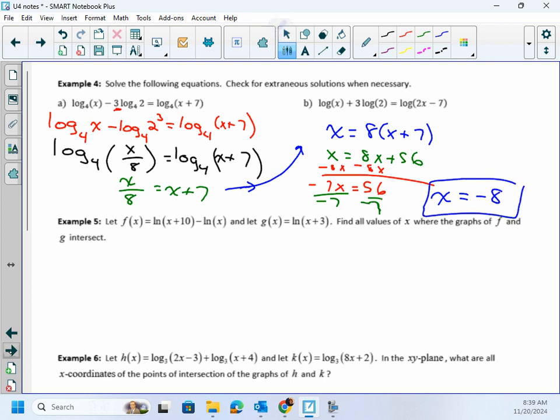So now I have to go back over here, and I have to check my answer in A. When I plug in negative 8 to the very first one, there's an issue. So that means that there's no solution.